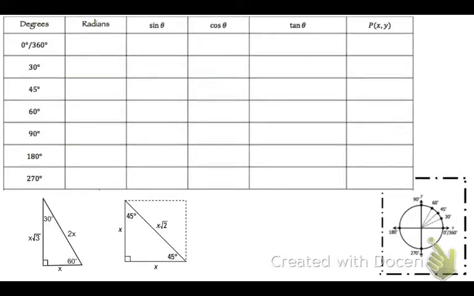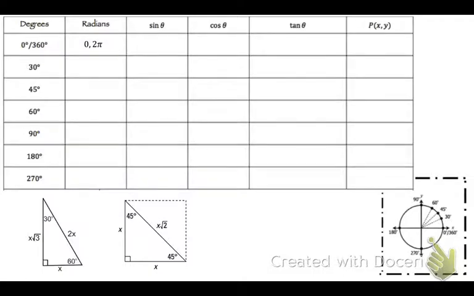Okay, and we're going to use the 30, 60, 90 triangle to find these ratios, and the 45, 45, 90 triangle to find these ratios. That's why it was so important that we knew these. Okay, so let's just first start with 0 degrees or 360 degrees. So 0 degrees as radians is just 0 radians.